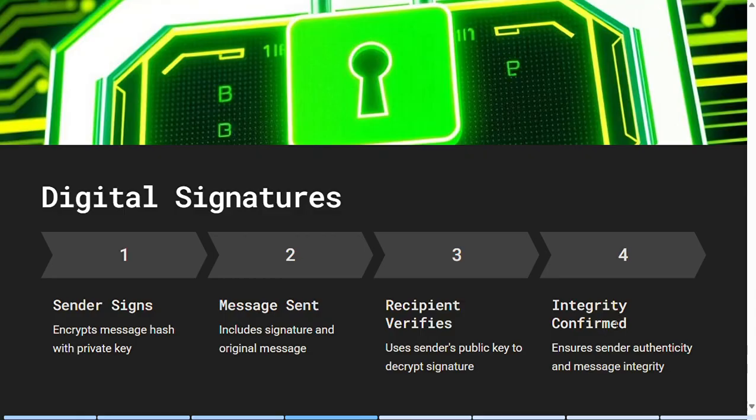The purpose of this is it confirms the message authenticity and verifies that data was not altered. A real life example of digital signatures: e-Aadhaar from UIDAI uses a digital signature to verify the authenticity.